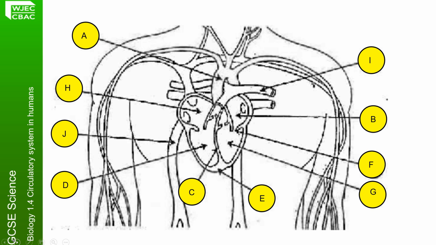So for this one, pause the video, see if you can identify these labels A through to J, okay? It does look quite complicated, so my advice is to follow it with your finger or use a coloured pen or pencil, okay, to try and put those arrows in to show the direction it flows. Pause the video.